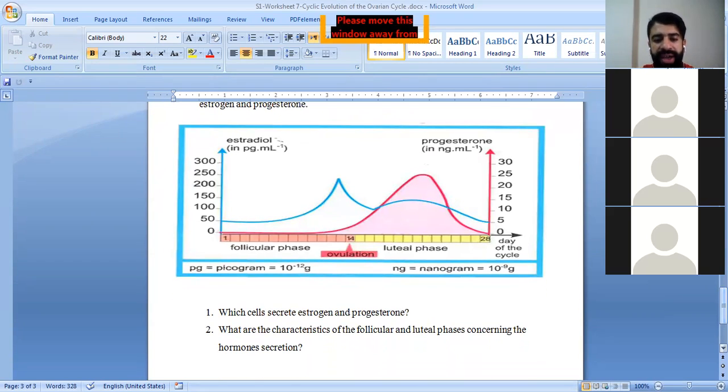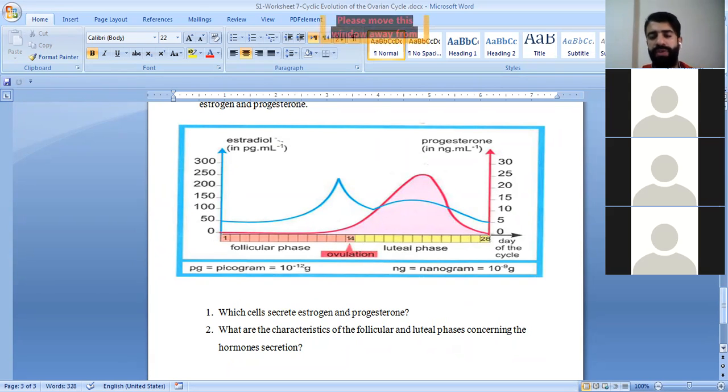What are the characteristics of the follicular phase and the luteal phase concerning the hormonal secretion? You have to know that during the follicular phase, the hormone that controls the cycle is estradiol, while during the luteal phase, estradiol and progesterone are secreted by the yellow body, which is the corpus luteum.